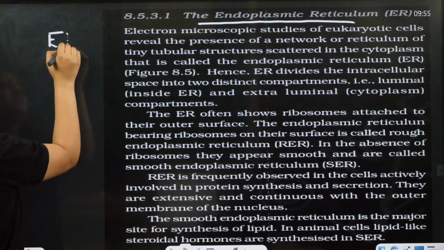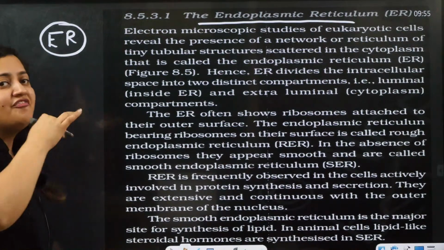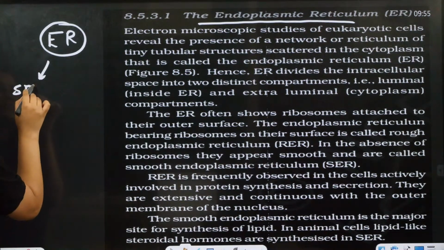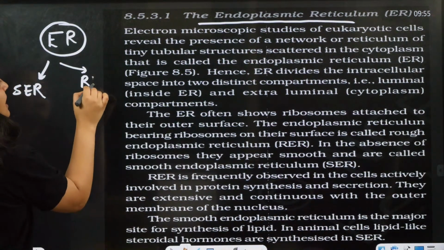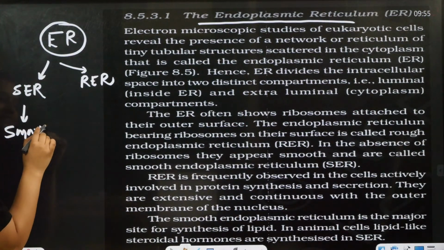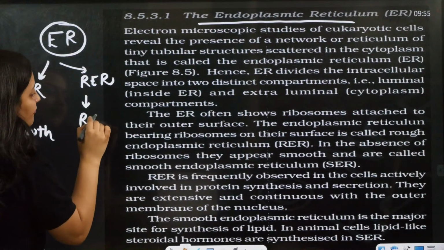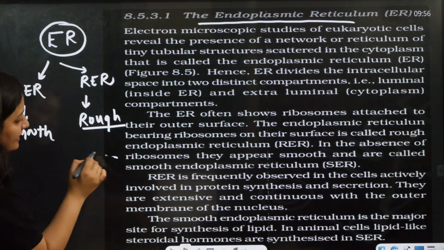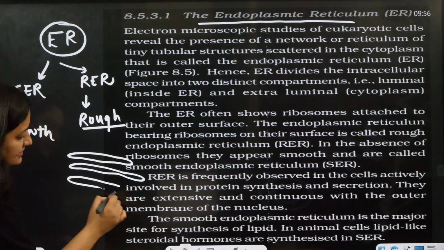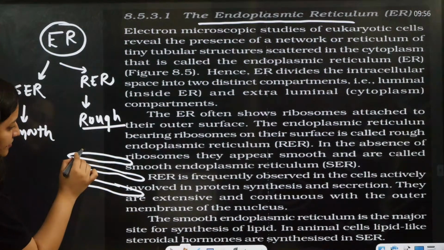It is basically going to make the framework of the cell. We have two types: one is SER, smooth endoplasmic reticulum, and another is RER, that is rough endoplasmic reticulum. One is smooth and another is rough. When it comes to the rough one, the endoplasmic reticulum has different shapes. I will not discuss that now. I'll explain it. Just give me a minute.